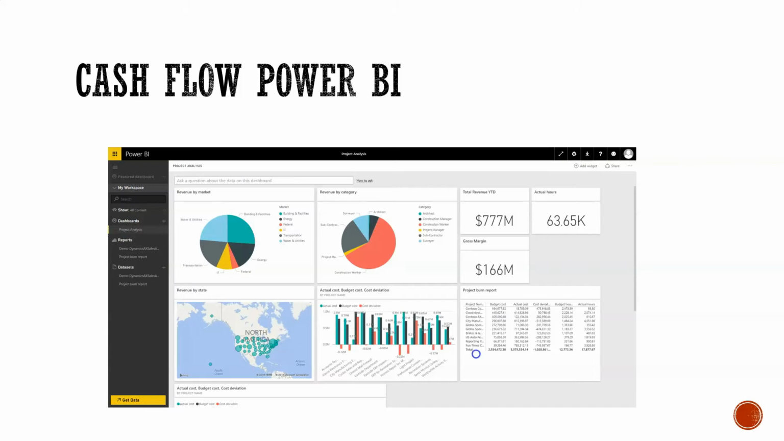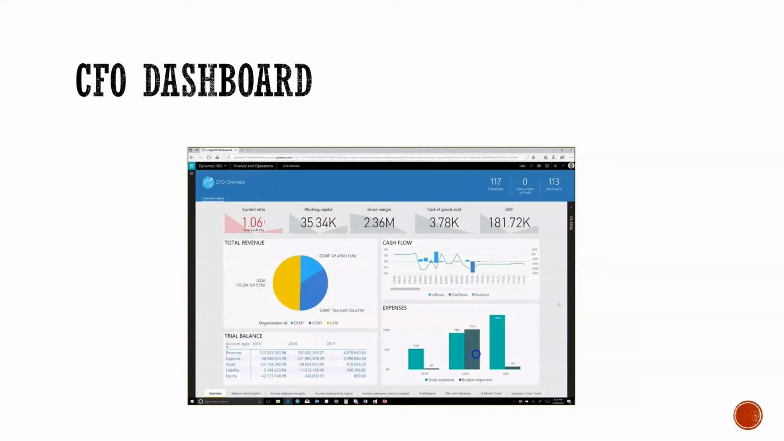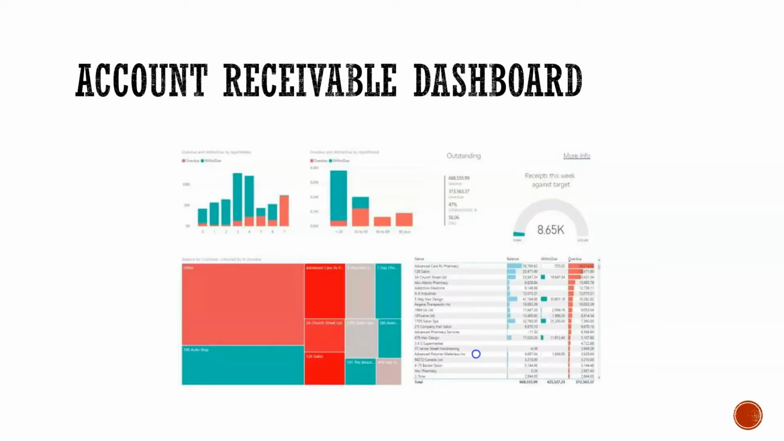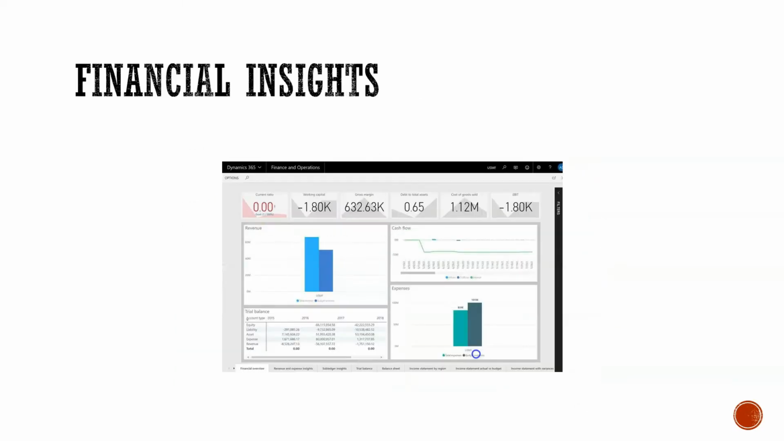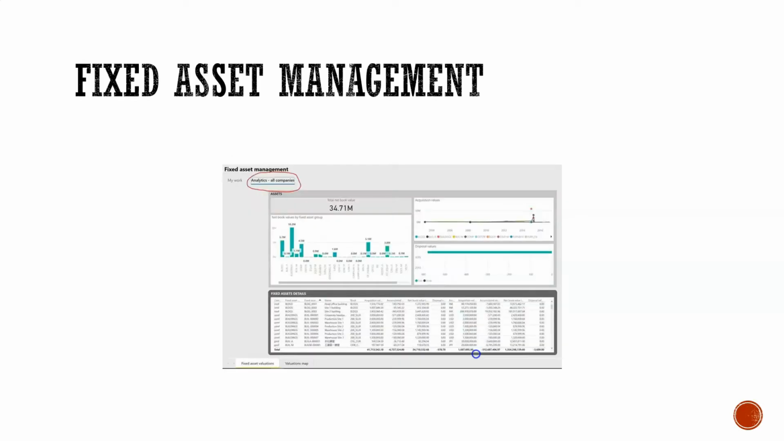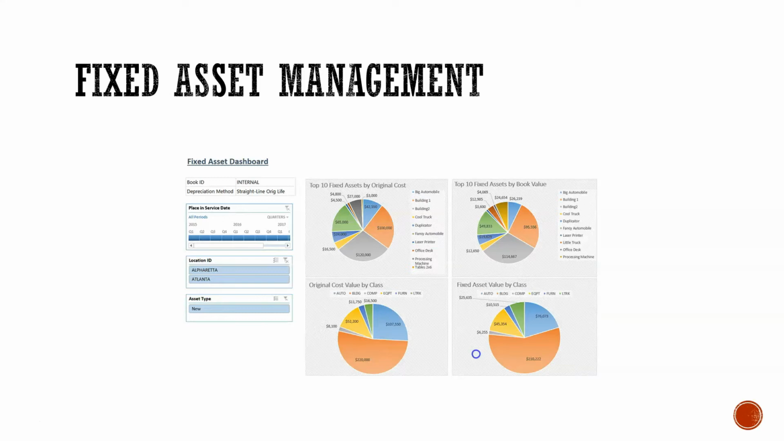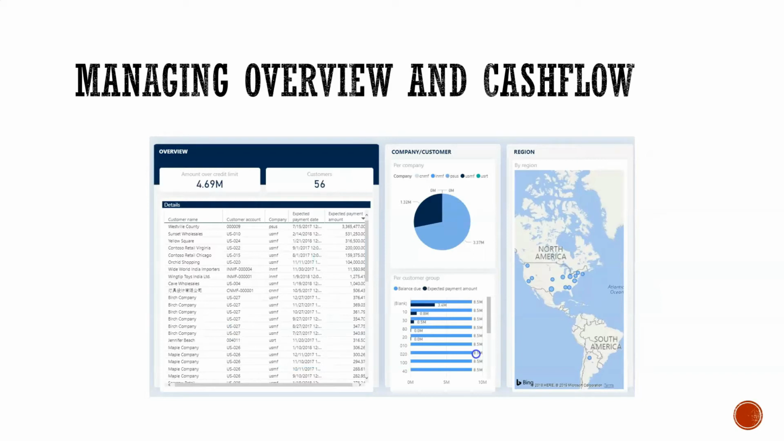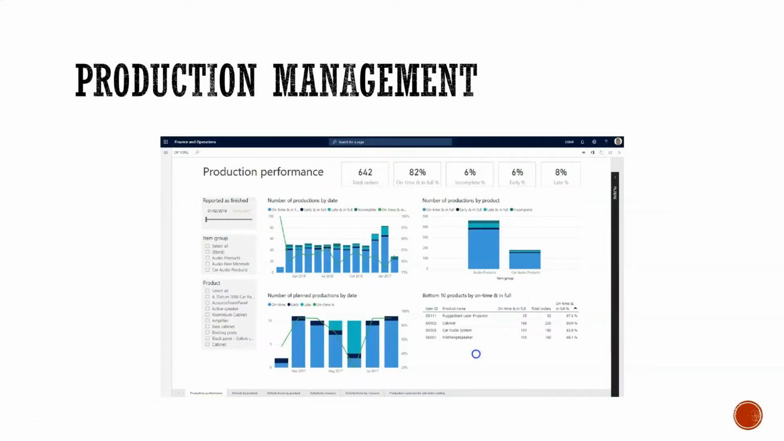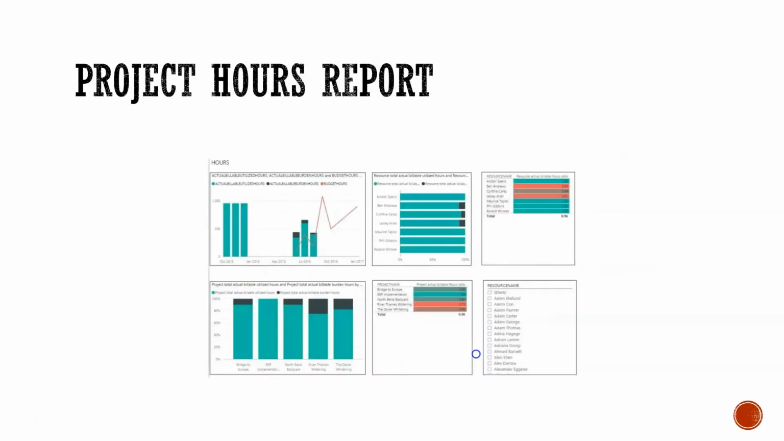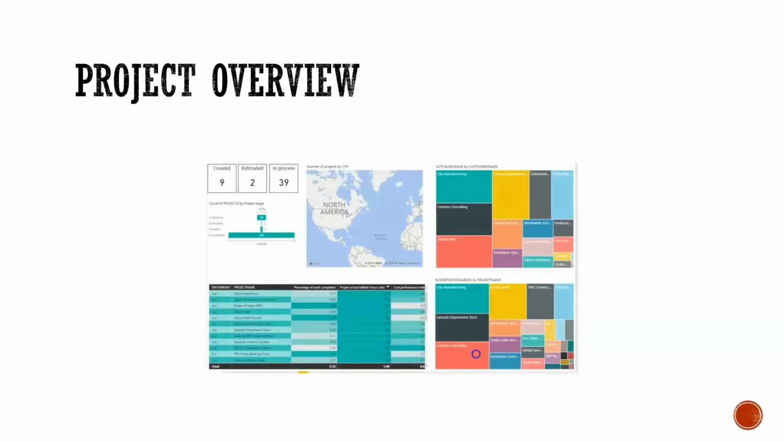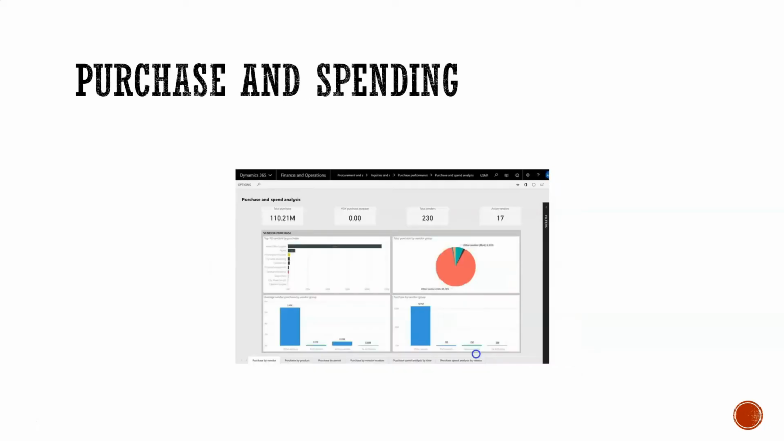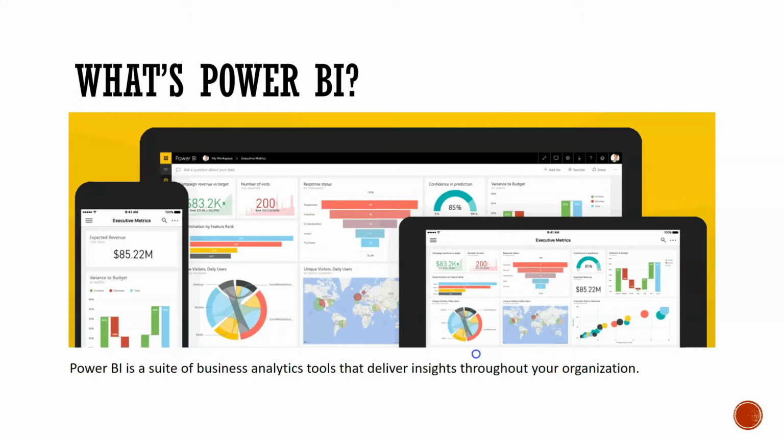First of all, the cash flow Power BI desktop, which is available in D365 for finance and operations. Then come the CFO dashboard, the accounts receivable dashboard, and the financial insight dashboard. All these are available if you have properly configured the D365 finance and operations environment. Then fixed asset management, inbound performance, manage overview and cash flow, production management, project accounting, project hours report, project overview, purchase and spending.